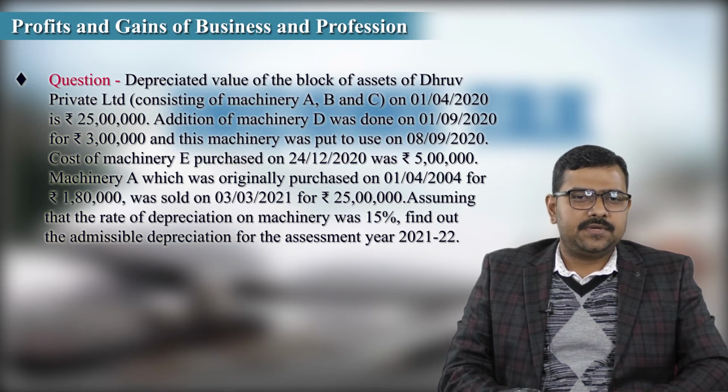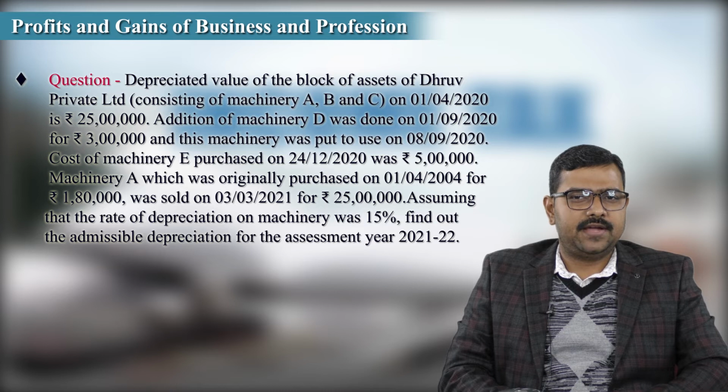Next, we have the cost of machinery E purchased on 24th December 2020, which was rupees 5 lakh. So, the machinery which is purchased on 24th December 2020 was rupees 5 lakh.